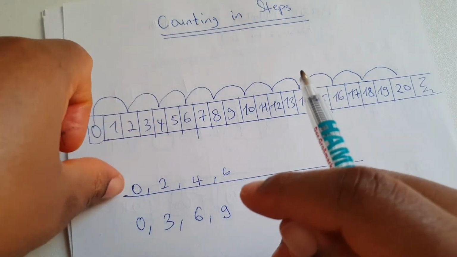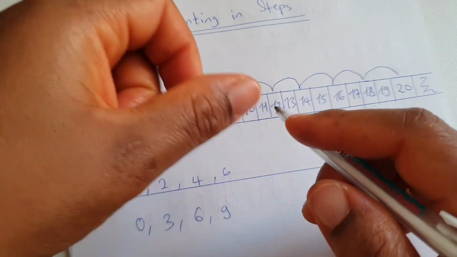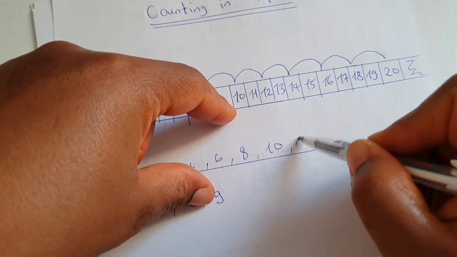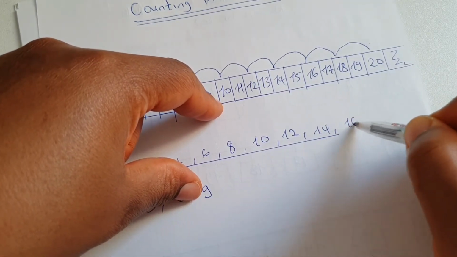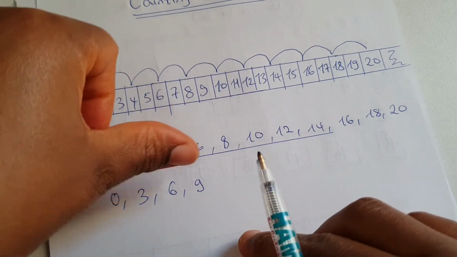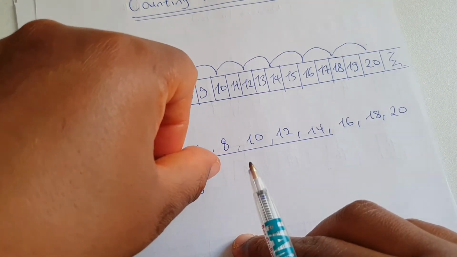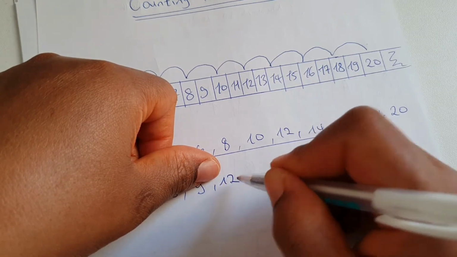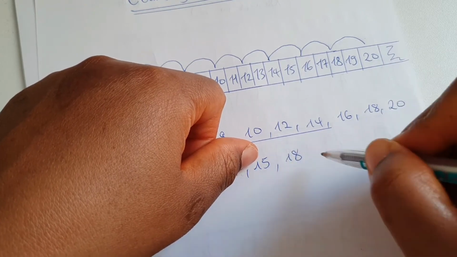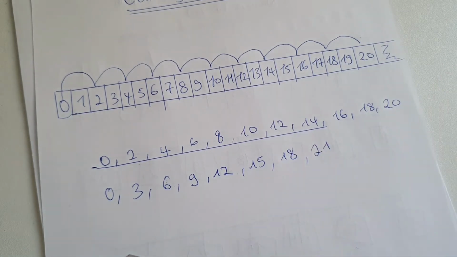Okay, here I skipped 1 and I wrote 2. I skipped 3 and I wrote 4. I skipped 5 and I wrote 6. I'll skip 7 and I will write 8, 10, 12, 14, 16, 18, then 20. Then here you skip 3, you skip 4, 5, you skip 7, 8, 9, you wrote 10, 11, you write 12, 13, 14, 15, 16, 17, 18, you write 19, 20, and you write 21.